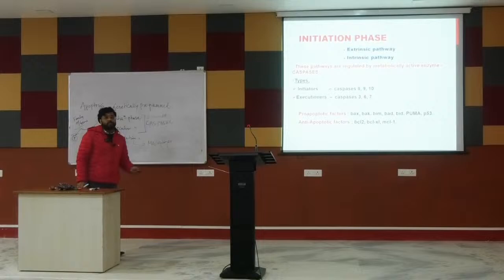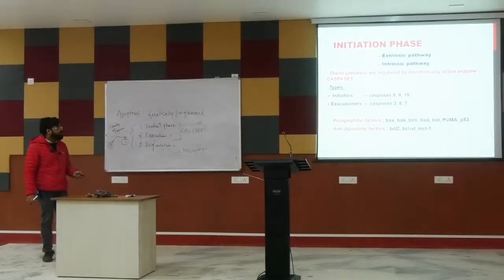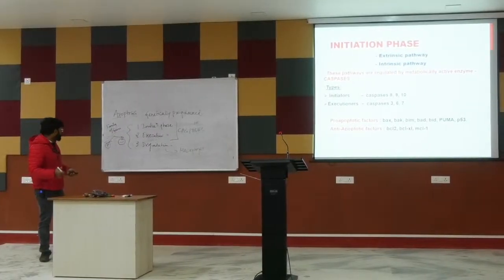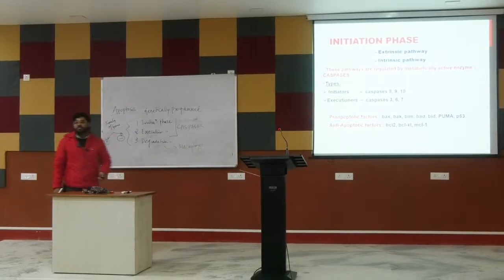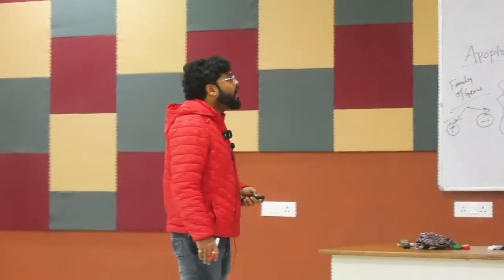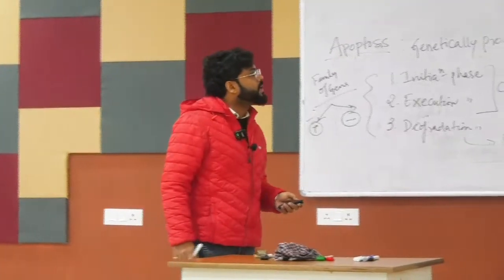This family of genes inhibits apoptosis. These are BCL2, BCL-XL, and MCL1. So these are tightly controlled mechanisms.